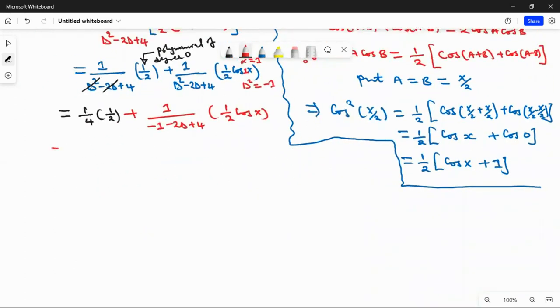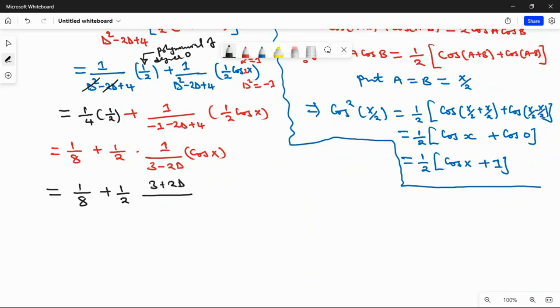Let's simplify. It's the same as 1 over 8, then plus 1 over 2 times 1 over negative 1 plus 4, that's 3, so 3 minus 2d, operating on cosine of x. I still need to replace the d squared in the denominator, which I don't have, but we can introduce it. So multiply the numerator and denominator by the conjugate of the denominator. So this can be written as 1 over 8 plus 1 over 2 into 3 plus 2d over 3 plus 2d times 3 minus 2d, cos x.